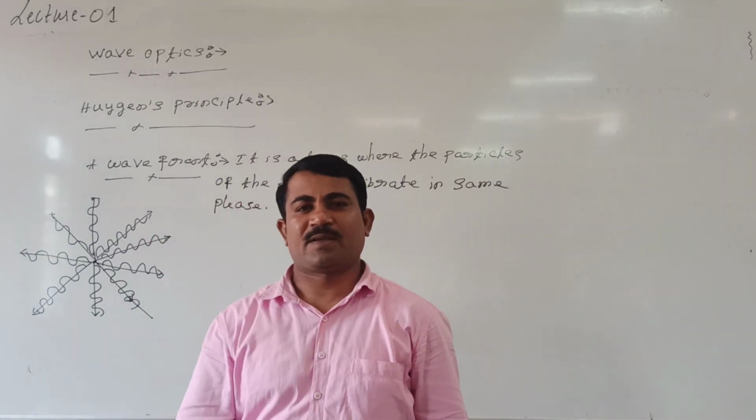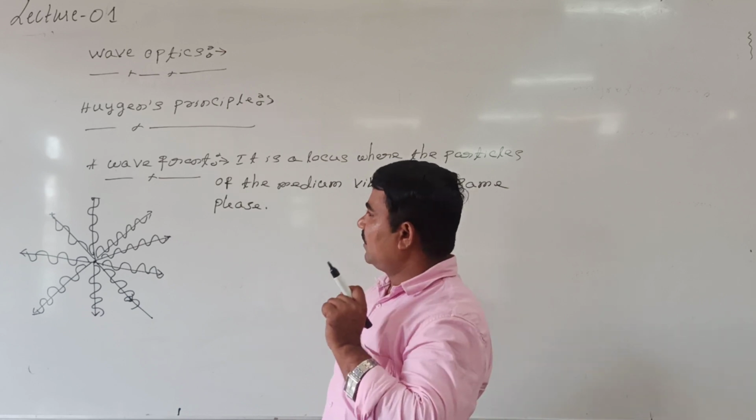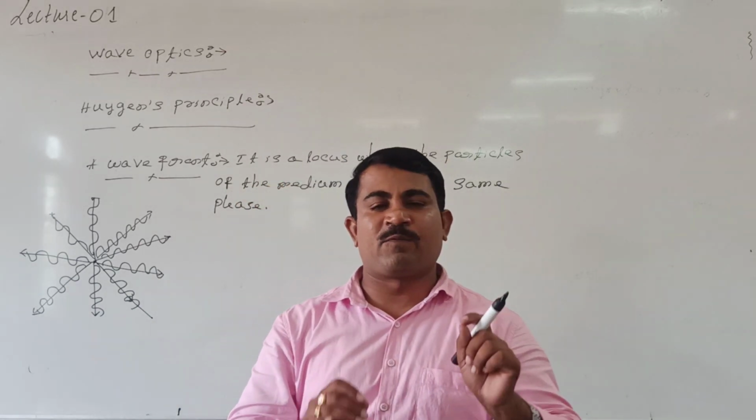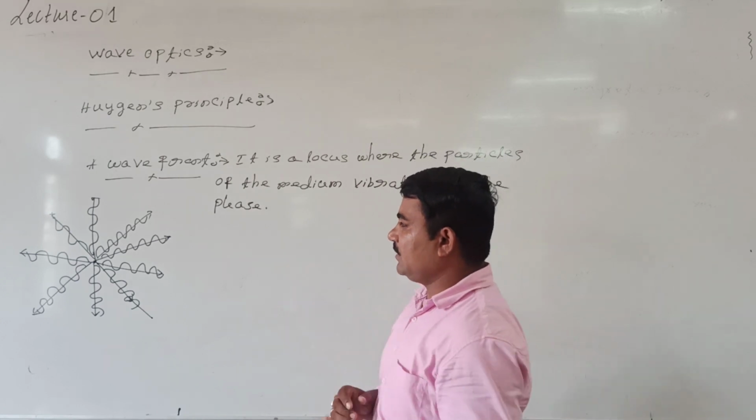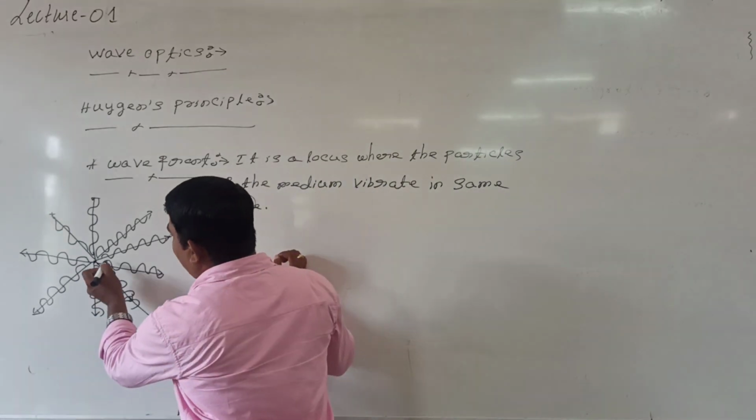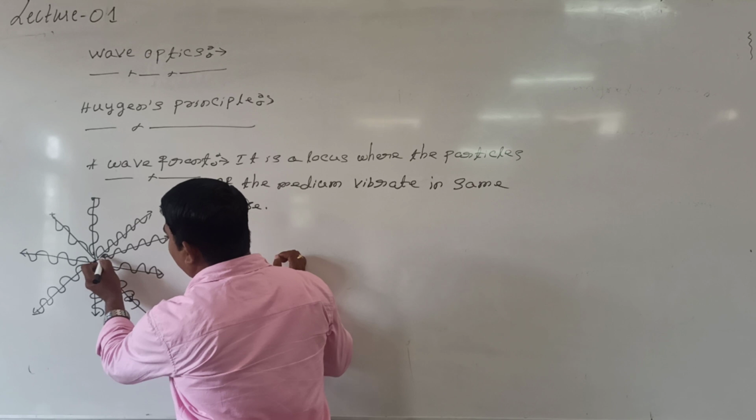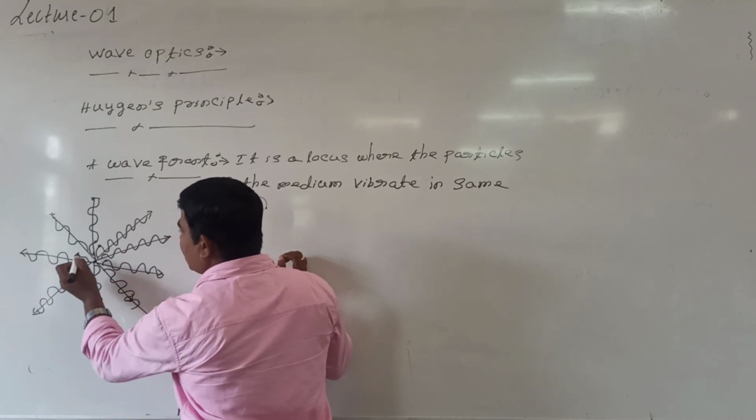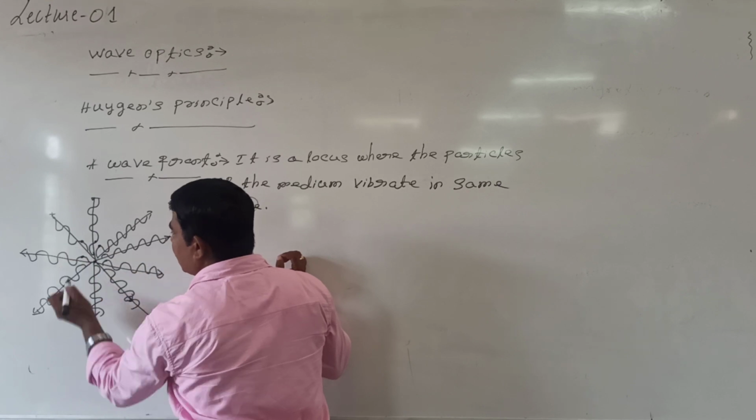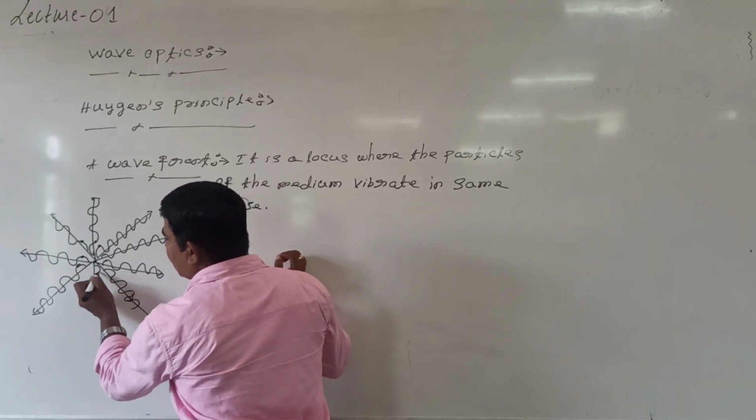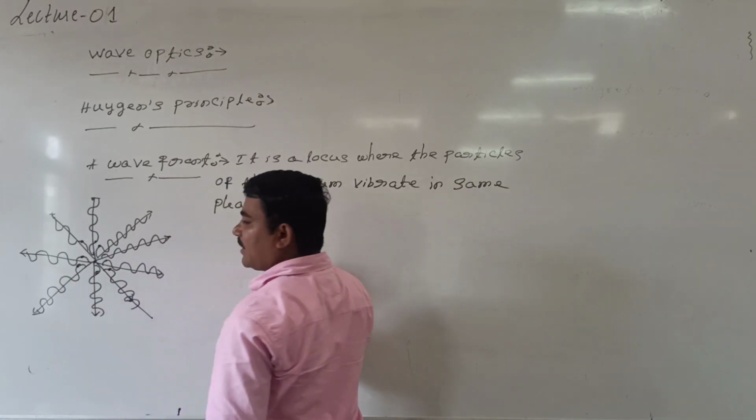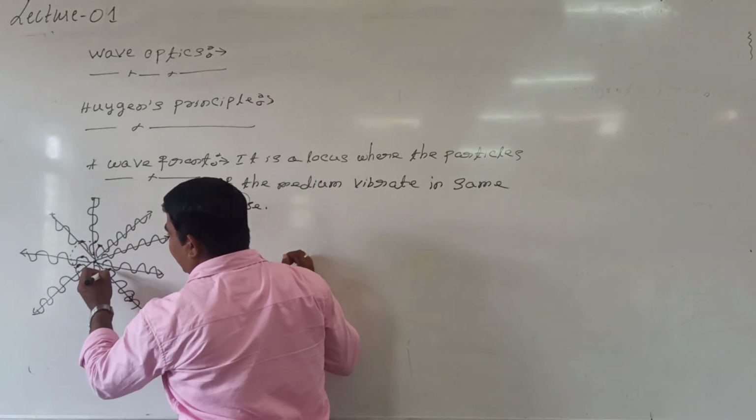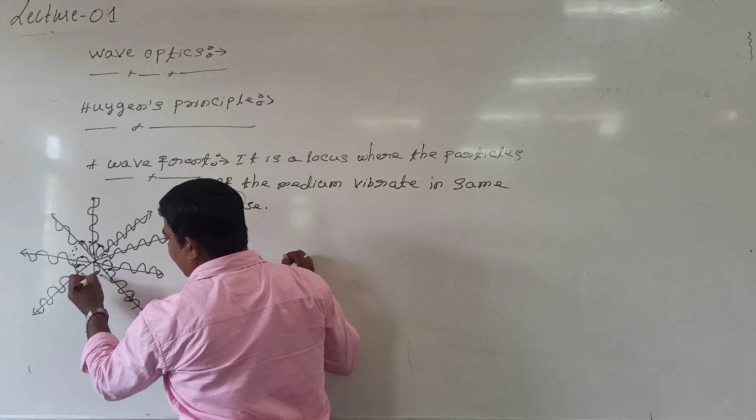Are you following? Then what I said, wavefront is a locus where all the particles of the medium vibrate in the same phase. See here. If I choose this one particle, this particle and this particle are in the same phase. Similarly, these particles are in the same phase, and this one and this one are in the same phase. All particles are in the same phase. If we join all these points, this becomes a wavefront.